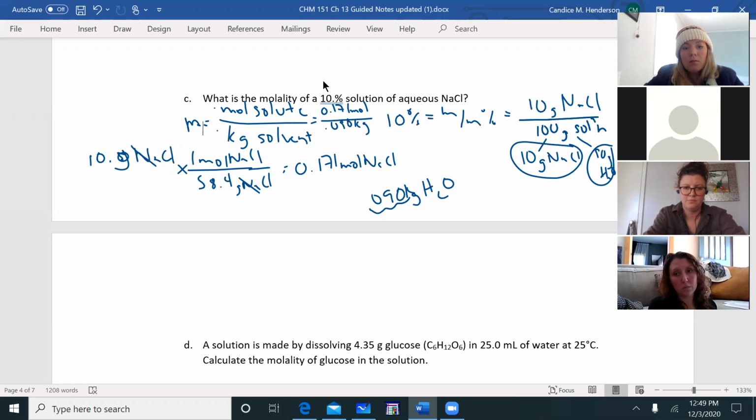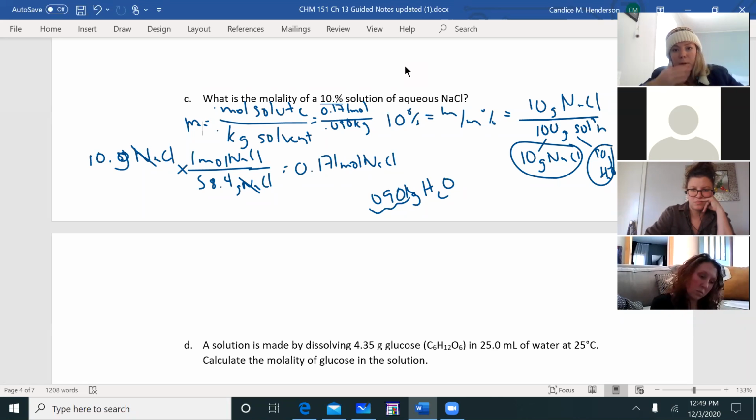So 0.171 divided by our 0.090. We end up with a value of 1.9. Sorry, this got a little messy here. 1.9 little cursive m.